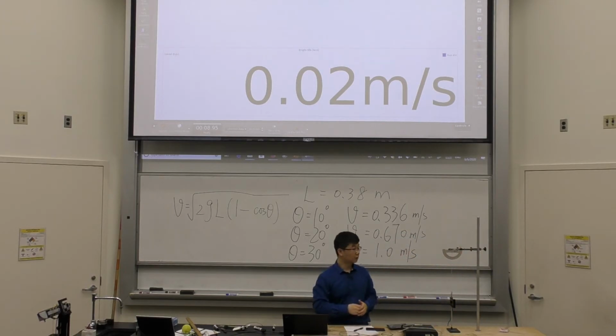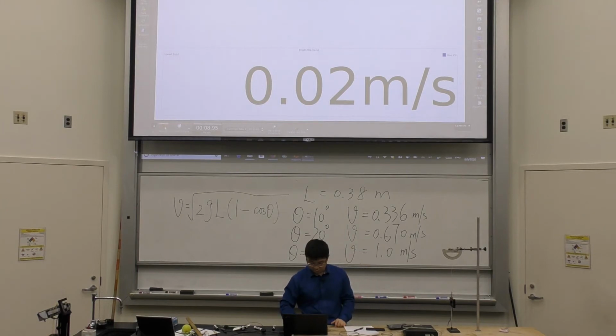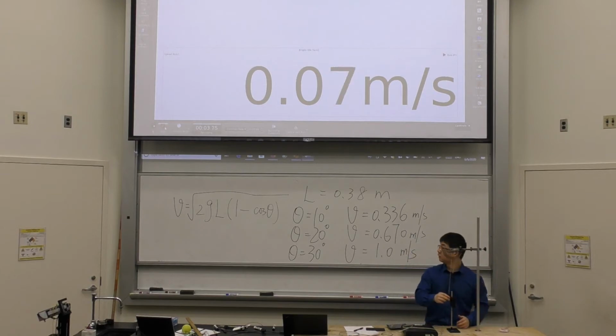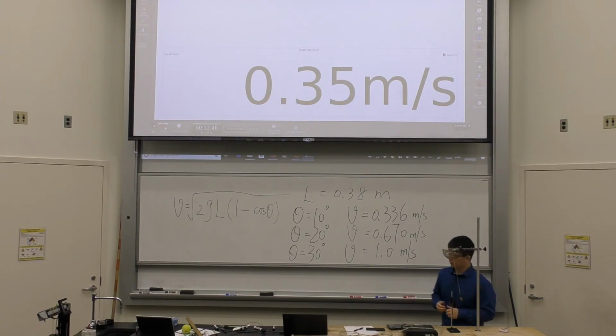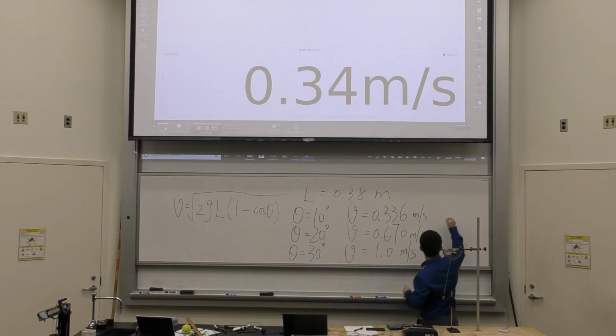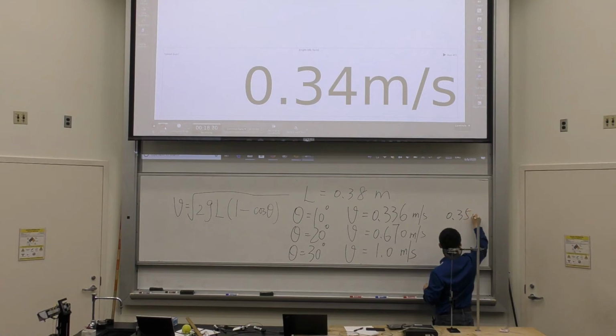Now I'm going to do the experiment. I'm going to start recording. Okay, I have already started. Now I'm going to pull it to 100 degrees, so the release angle is going to be 10. Let's see if we can get anything close. Okay, 0.35, that's our experimental value, very close.